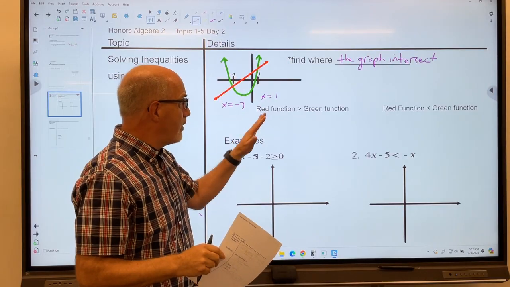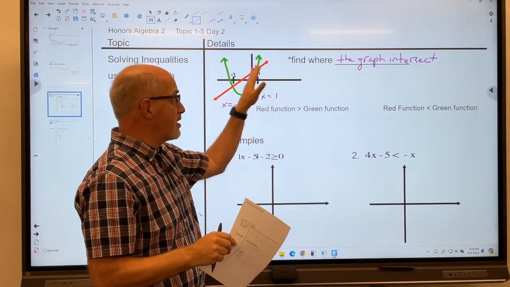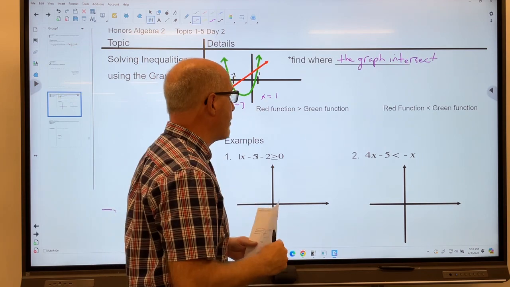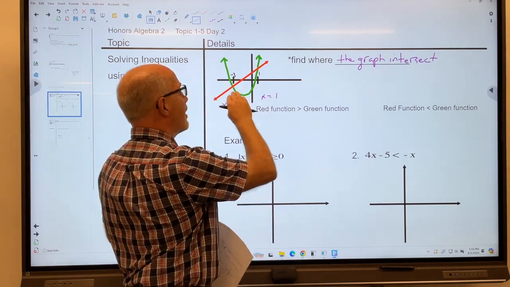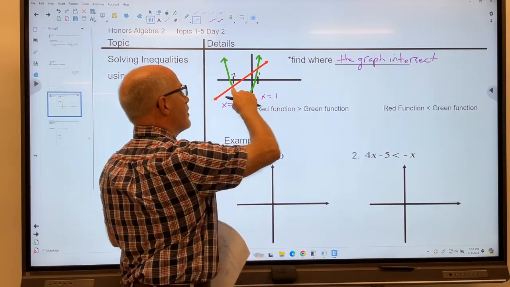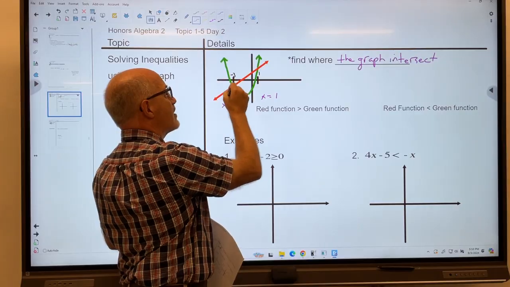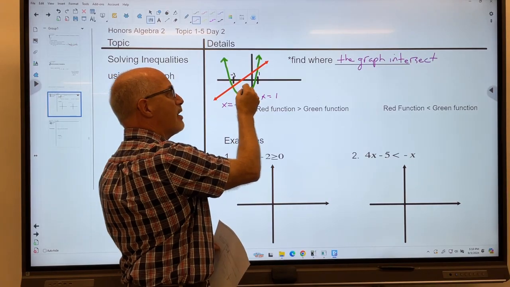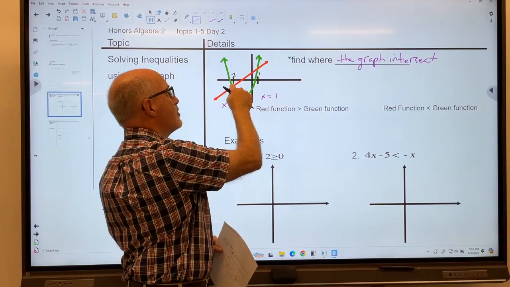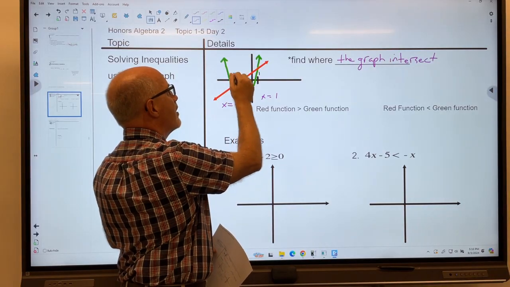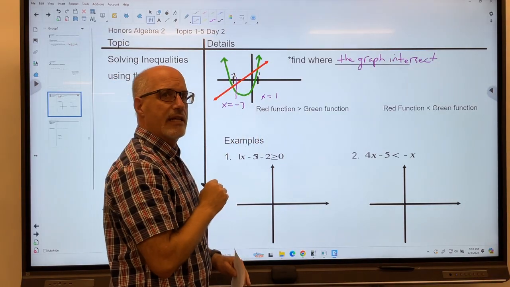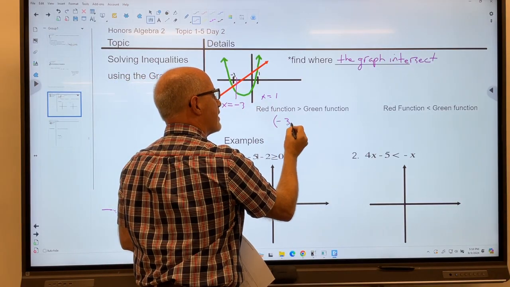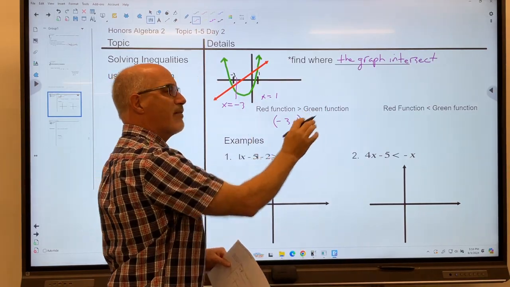Now, if we want to talk about when the red function, this linear equation, is greater than the green function, the quadratic, the parabola, we look at these two and we see that at any x value, green is above over here, and red is above in between these two points. So you see that at this x value here, we've got red above green. So we look at that and say from -3 to 1, we've got red above the green.